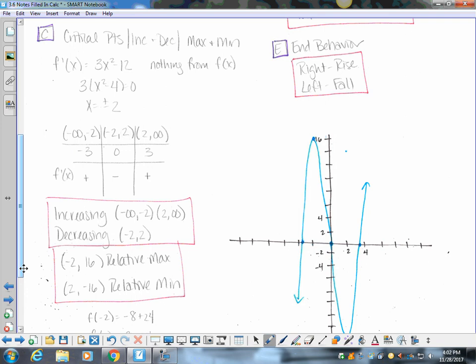I pick numbers in those intervals, plug them back into the derivative. So I'm probably going to go there without the 3, and plug it in and see if I'm positive or negative, and then I can state whether I'm increasing or decreasing. Then I know because I'm increasing and then decreasing, I'm going to have a max at -2.